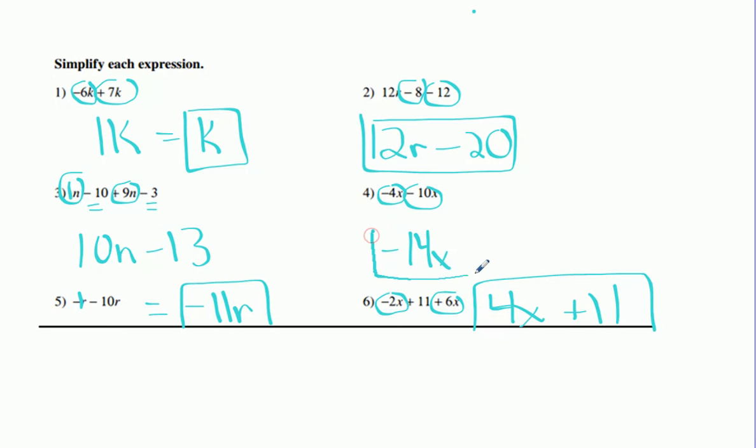Here we go. Again, pause if you need to. I'm going to move on to the second half of the page.